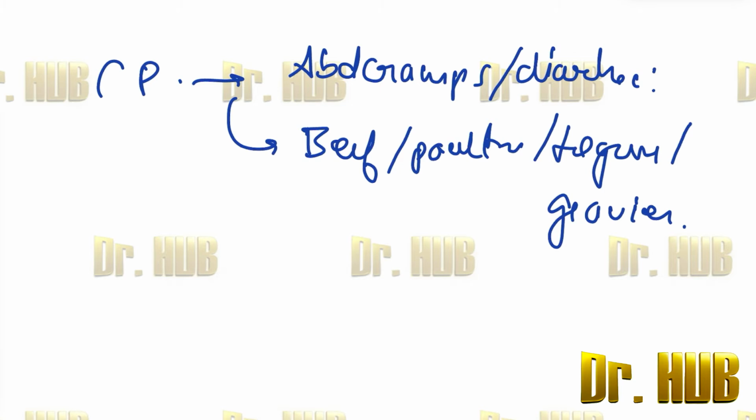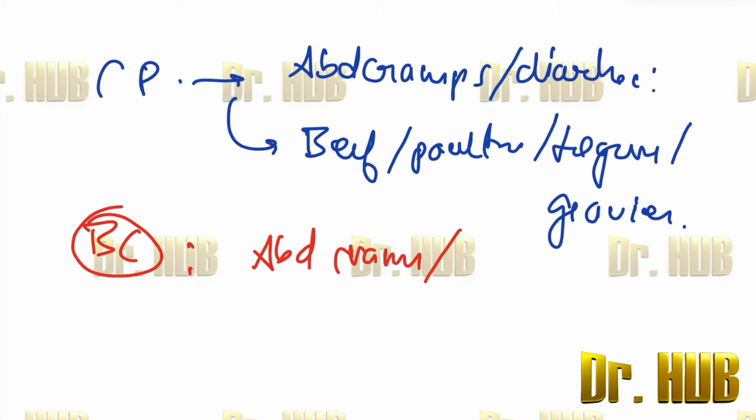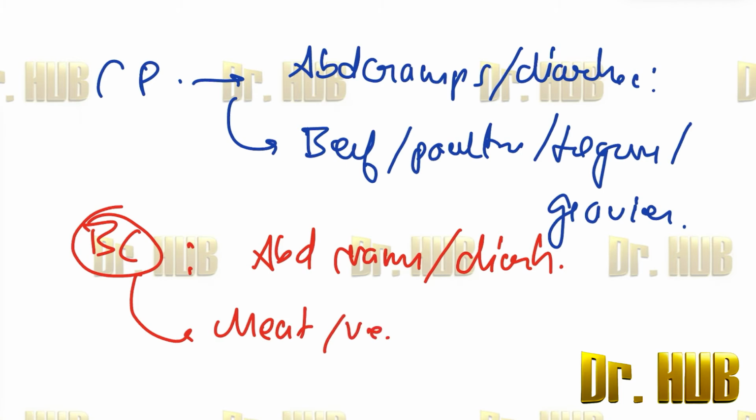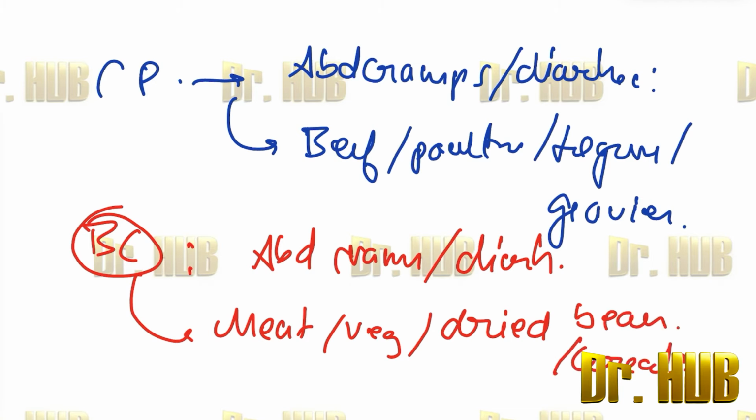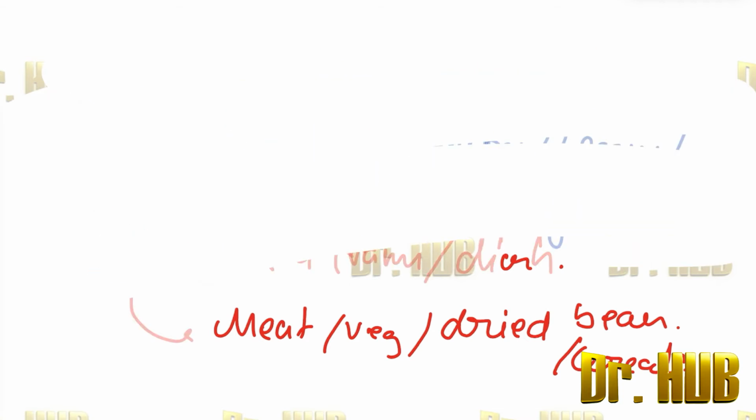Next, again looking at Bacillus cereus, it can present with abdominal cramps and diarrhea. The sources include meat, vegetables, dried beans, as well as cereals. So this was up to 8 to 16 hours.